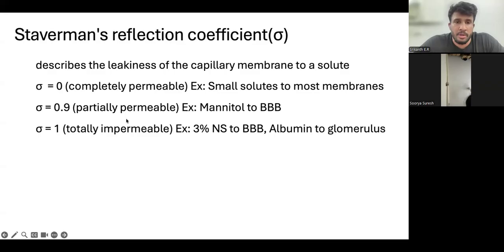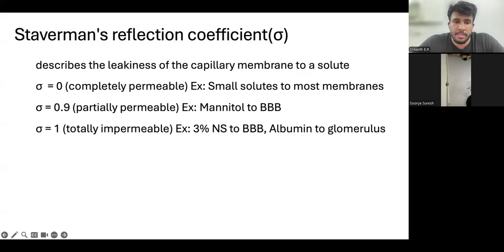So another Starling reflection coefficient that you need to remember is 0.9 for mannitol at the blood-brain barrier and 1 for 3% saline at the blood-brain barrier. Basically, it states that mannitol is partially permeable to the blood-brain barrier. So some of the mannitol will pass the blood-brain barrier into the brain interstitium. This is what is responsible for something called the rebound phenomenon. When you suddenly stop mannitol, it will start pulling fluid into the brain parenchyma.